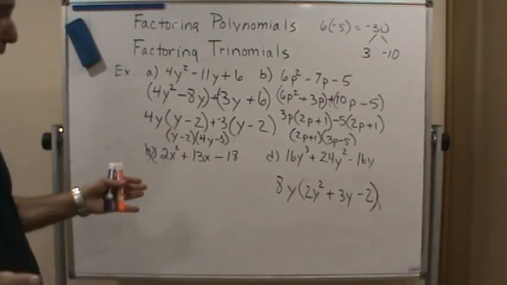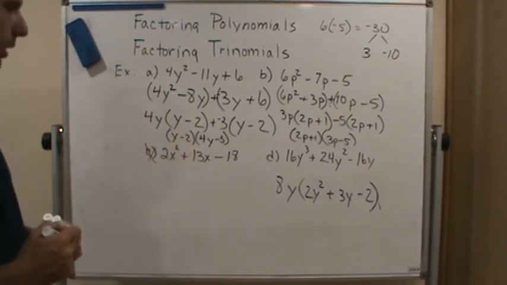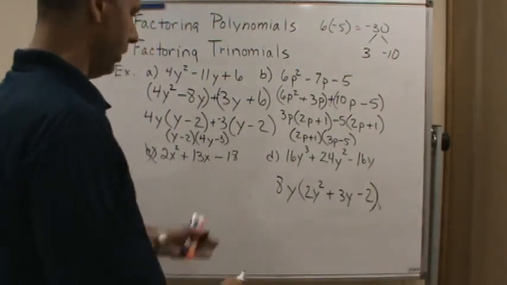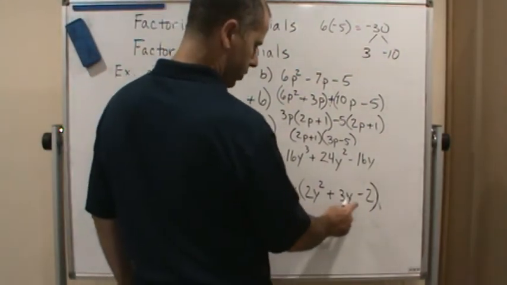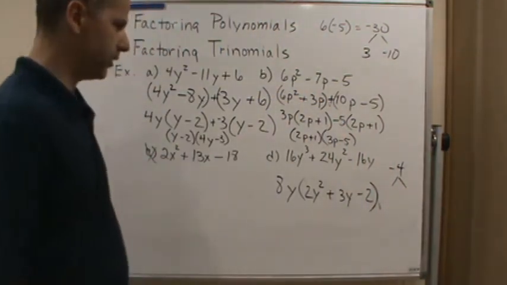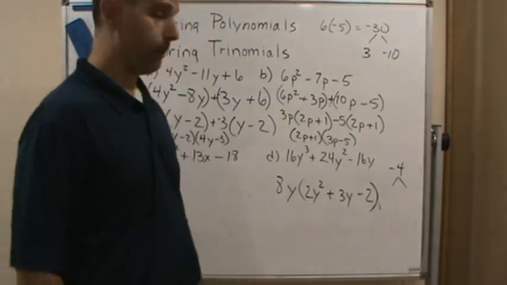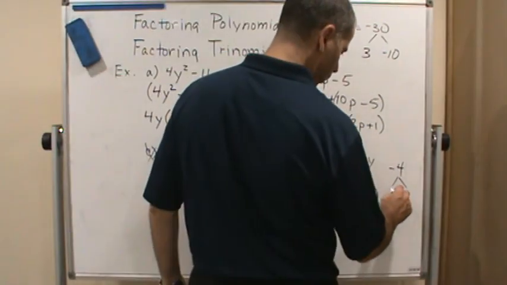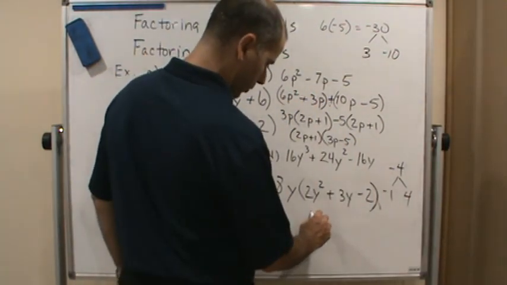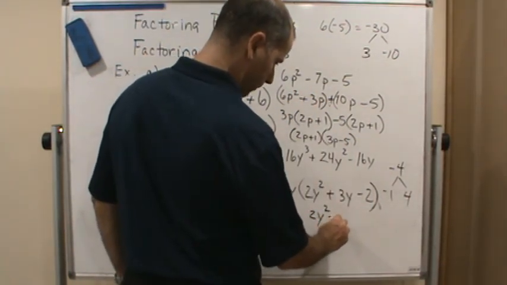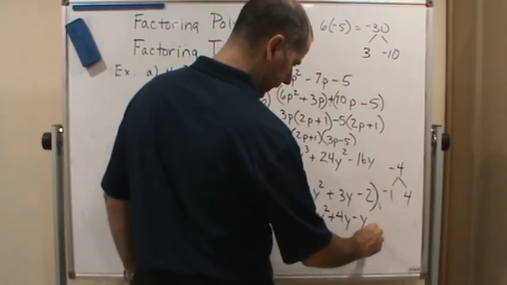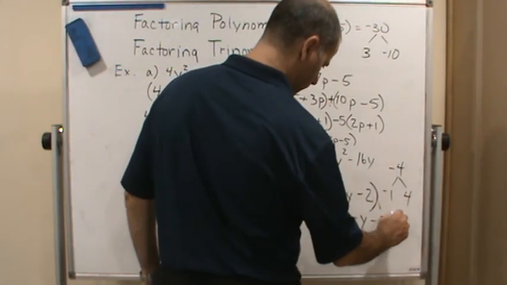Okay, so far so good. So now, like I said, first step, greatest common factor. So now we've got this thing in here. Well, now I'm going to use the AC method. So 2 times negative 2 is negative 4. And so what factors of negative 4 will add to a positive 3? Well, that's going to be negative 1 and positive 4. So now I'm going to rewrite this as 2y squared plus 4y minus y minus 2.